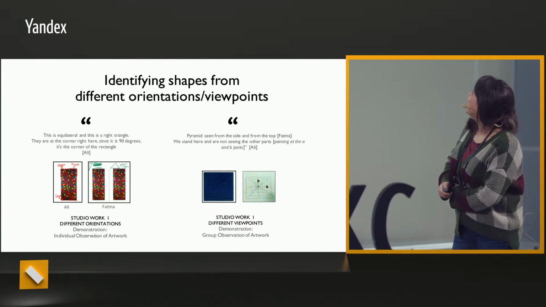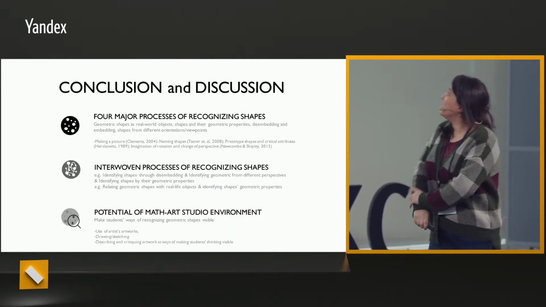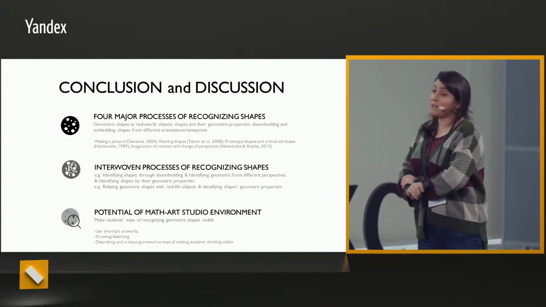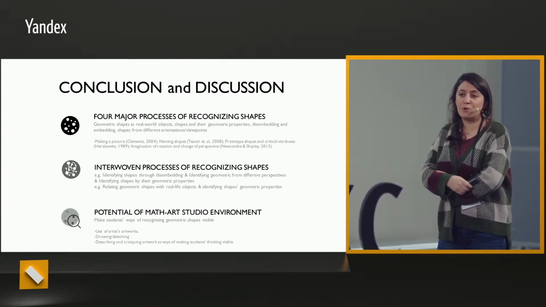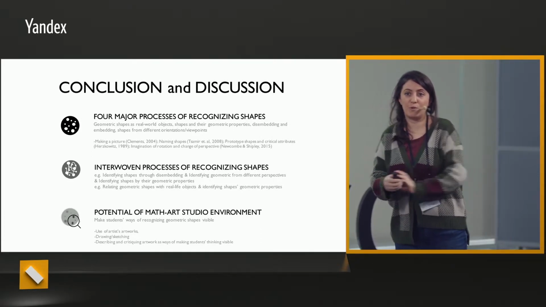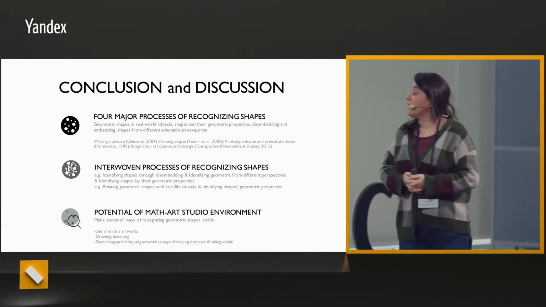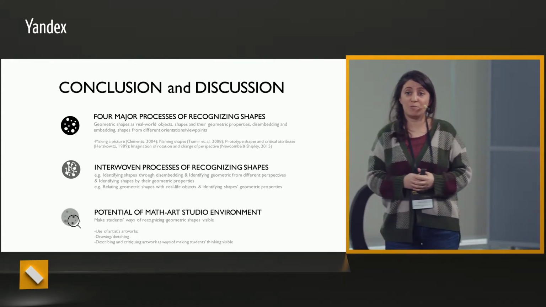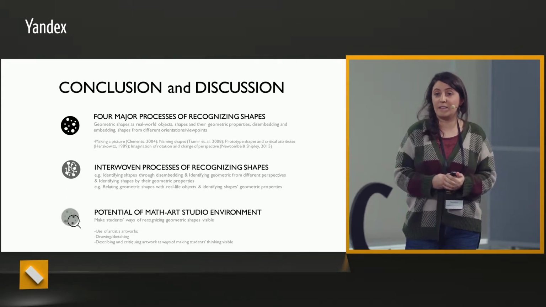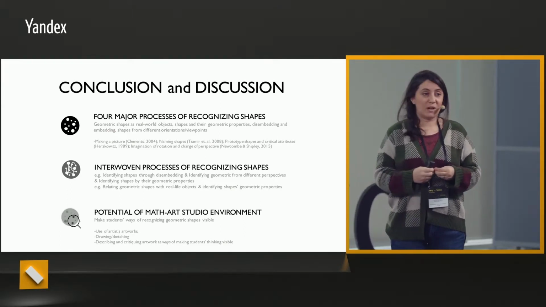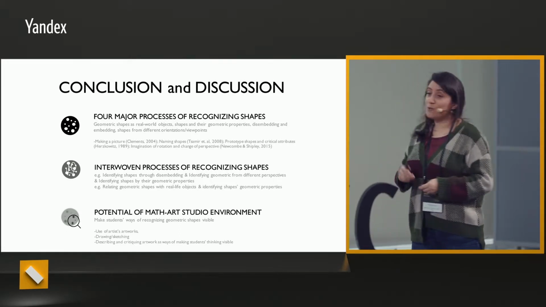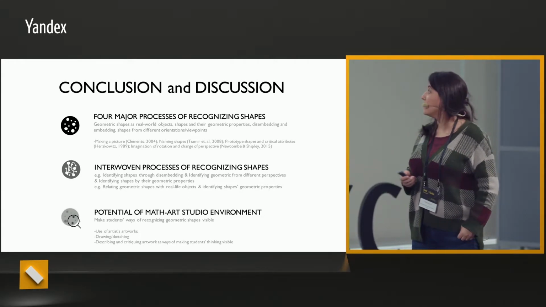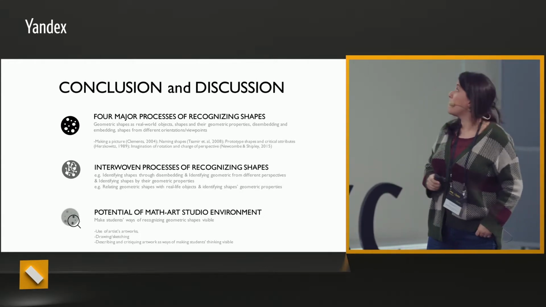Okay, and then lastly, this study made visible four major processes of recognizing shapes, and this study also provides clues about the interwoven process of these ways of thinking. And lastly, this math art environment has potential for making students' thinking visible in the intersection of visual arts and mathematics, by using artists' artworks and encouraging students to sketch, draw, describe and critique artworks.